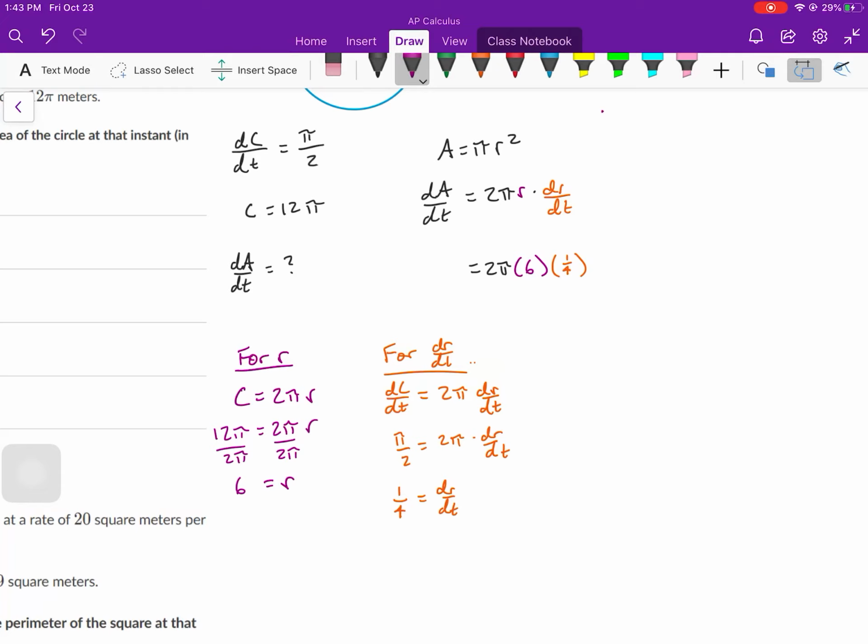Just multiply all of that out now. And it's going to be 12 over 4, so 3 pi.